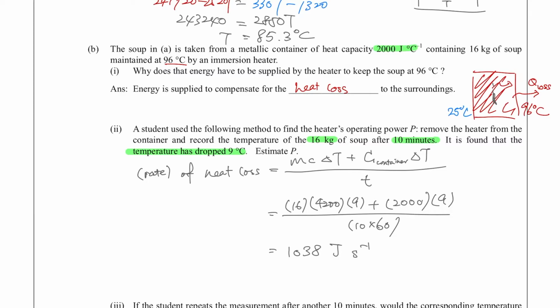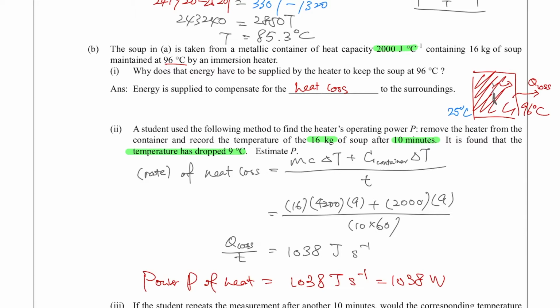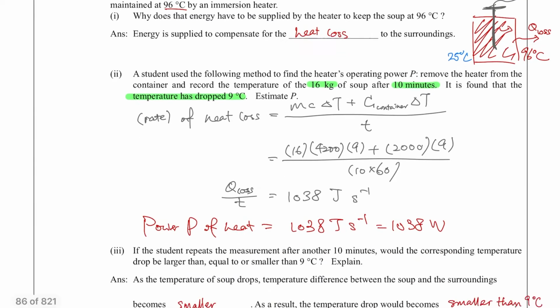So finally, this would give us 1038 joule per second. That means this is the rate of energy loss due to the temperature difference. The rate of heat loss is 1038 joule per second. In order to compensate for this energy loss, the power of the heater should also equal 1038 joule per second, or you can use watts, so that the heat loss will be completely compensated. So the soup can be maintained at the same temperature, 96 degrees.